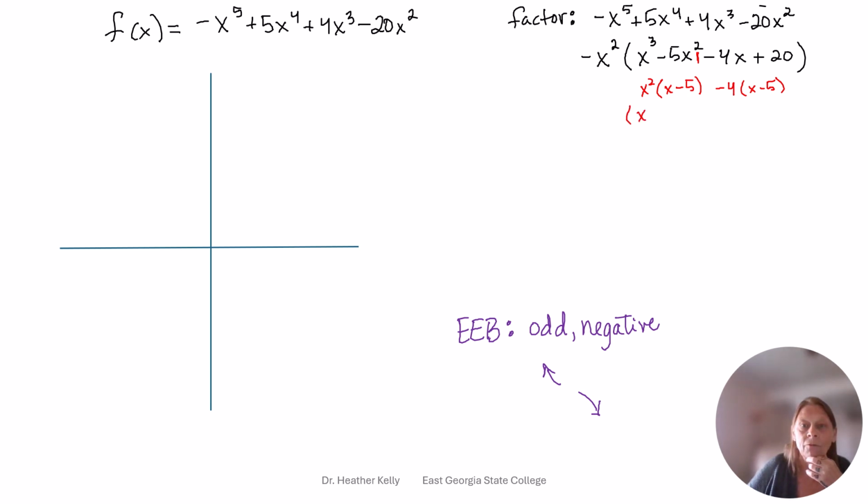So far my factors are x squared minus 4, x minus 5, and don't forget negative x squared. But this is not fully factored yet because we have the difference of squares. So let's get that fully factored form here. f of x is going to equal negative x squared times (x + 2), (x - 2), and (x - 5).